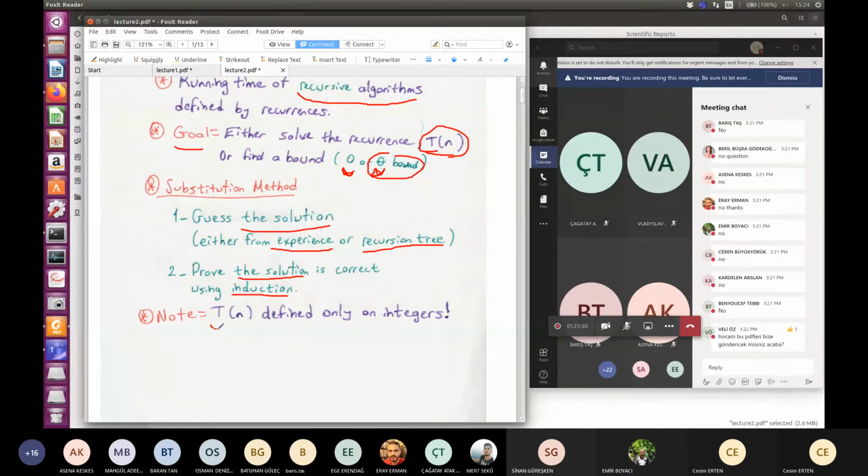One thing to note is that if we are describing running times with T(n), we can always assume that this n is an integer because it will denote the size of any generic input to any algorithm. And we can assume that that size is always a positive integer.